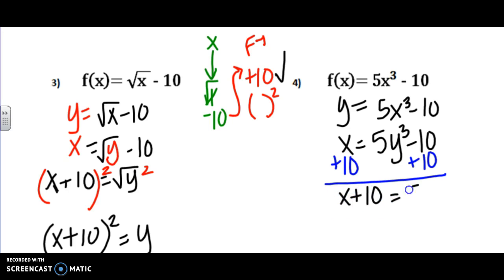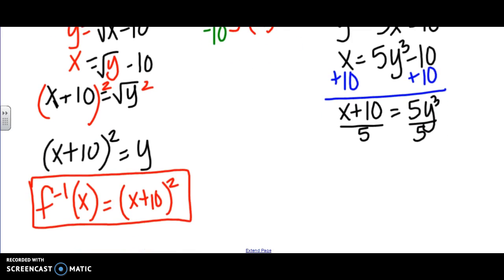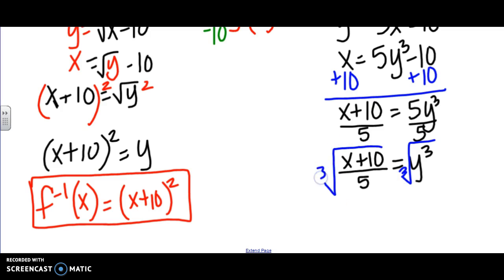X plus 10 equals 5, y to the third. Next thing you do is divide by 5. You've got to get your exponent and variable alone. So you have y to the third equals x plus 10 all over 5. Then to undo this cube power, you would cube root it. And that means the cube root has to go over the whole other side as well.